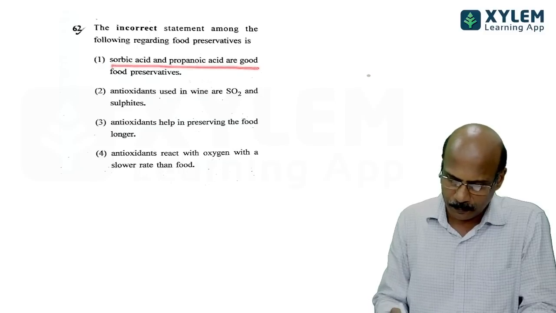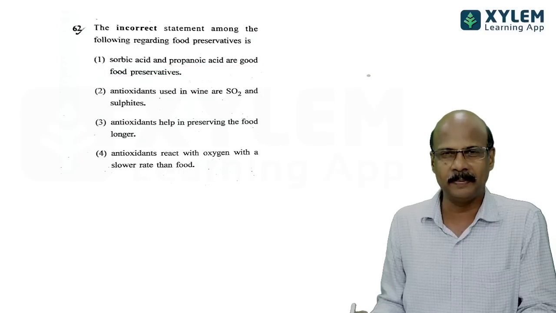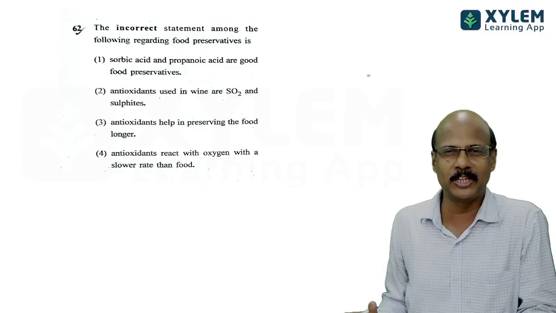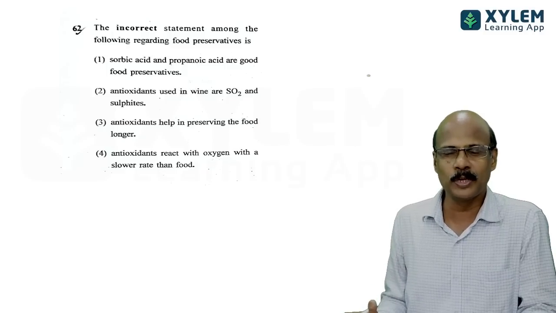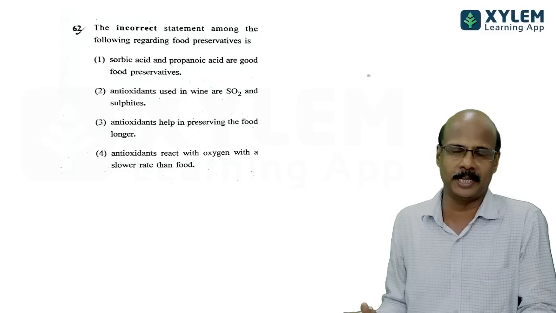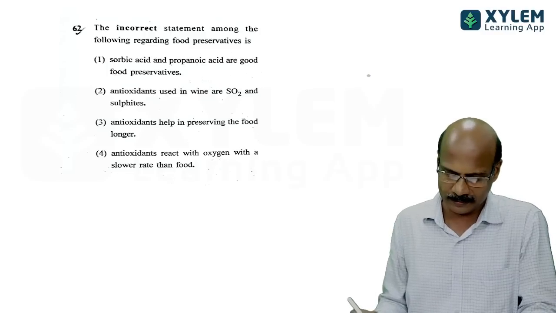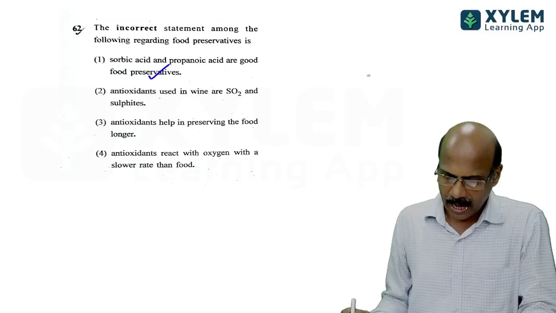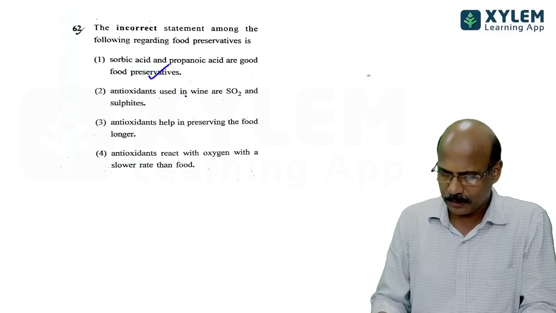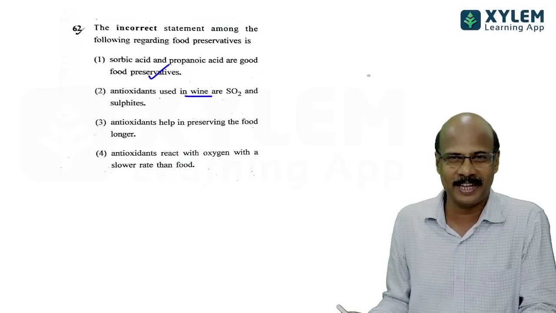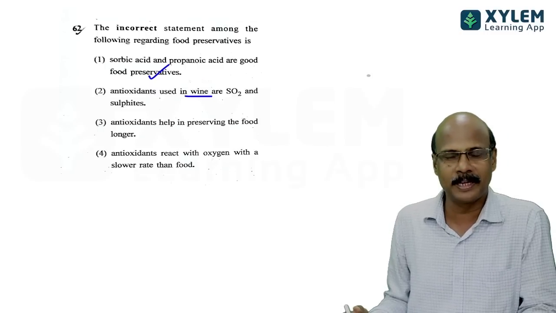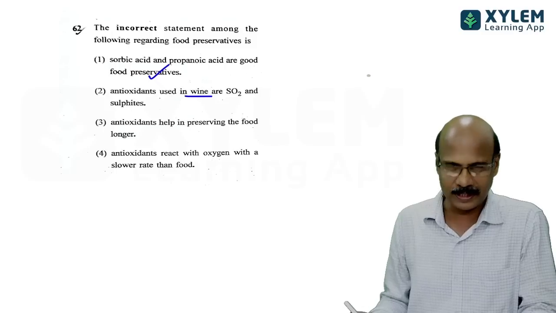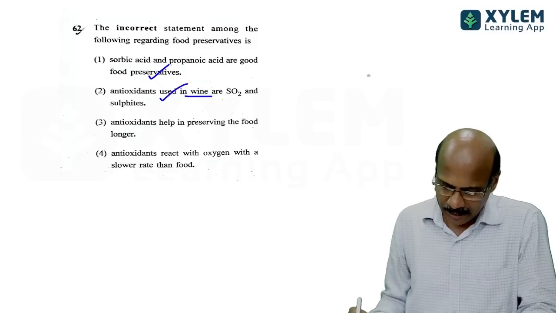Sorbic acid and propanoic acid are good food preservatives. But in your NCERT textbook, that is okay, the correct statement given is the sodium salt of sorbic and propanoic acid. Anyway, we can take it as the correct option. Antioxidant used in wine: in the case of wine, beer and other compounds, SO2 can be used as a food preservative. It's a popular statement. You know it.